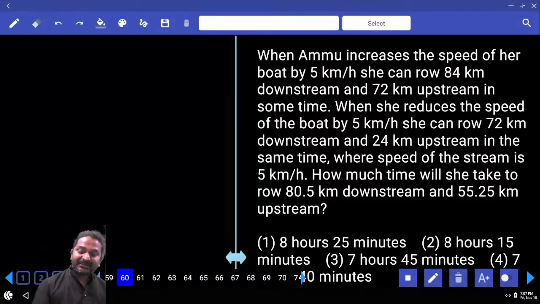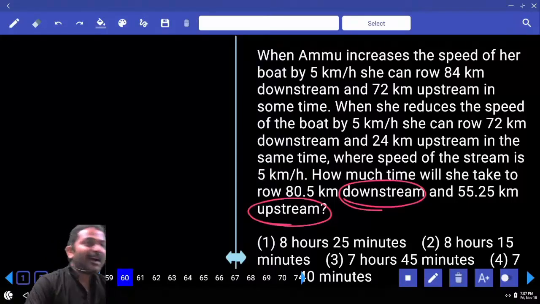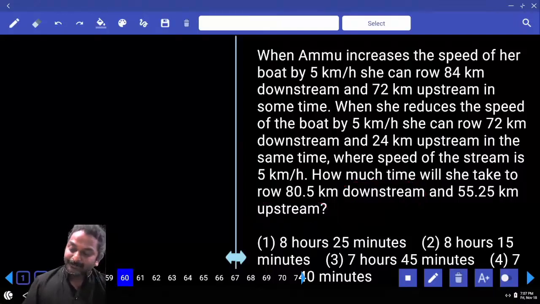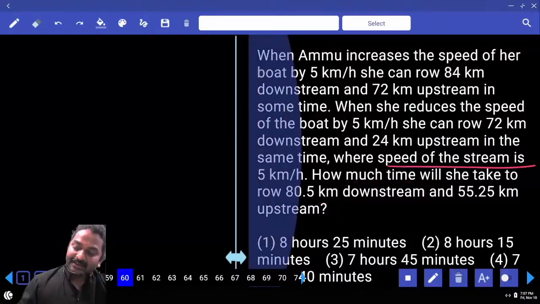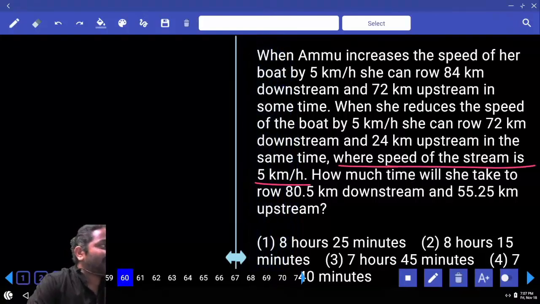So to answer this question, we need to know downstream speed and upstream speed, correct? Do you know how much is the speed of the stream? Yes, the speed of the stream is already given. Locate it. Speed of the stream is 5 km per hour.